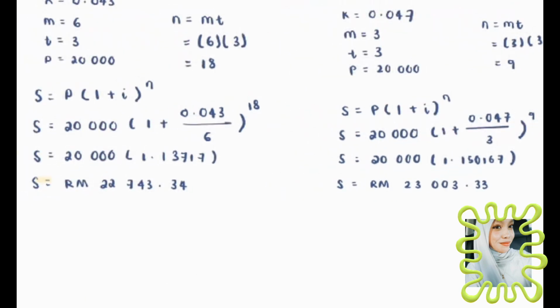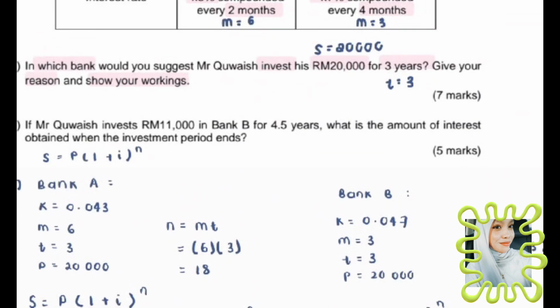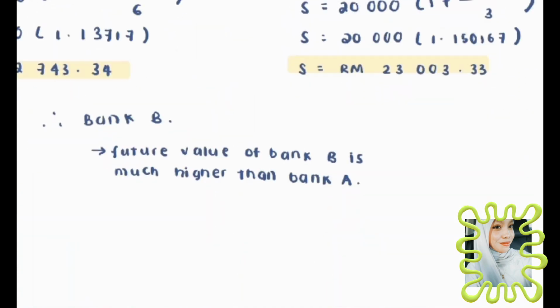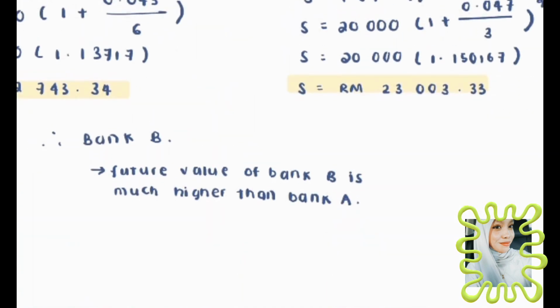To conclude, these are the answers for both banks. Which bank would I suggest to Mr. Quaish? I would suggest Bank B, as Bank B gives a higher future value than Bank A, which is RM23,003.33 compared to Bank A, which is RM22,743.34.